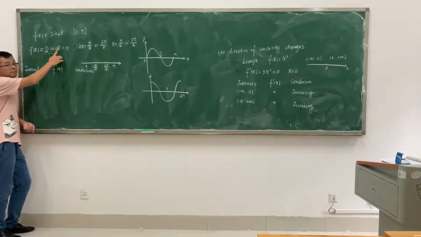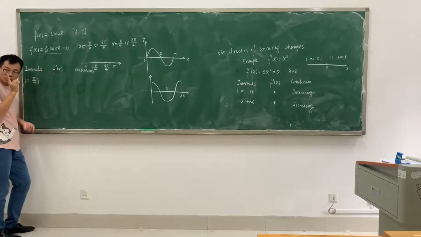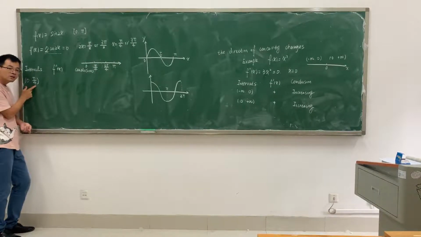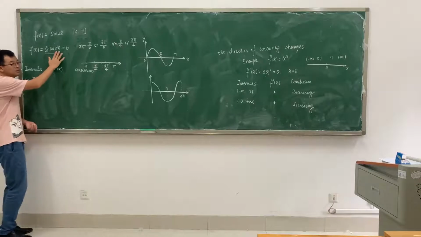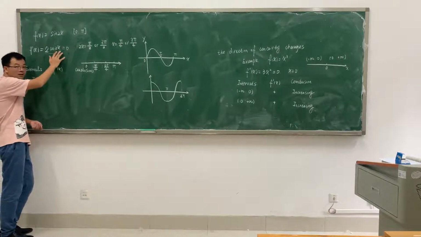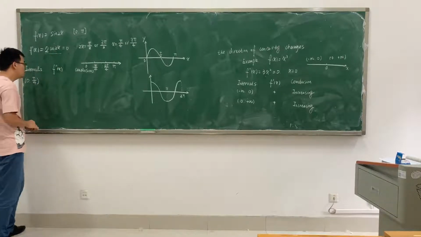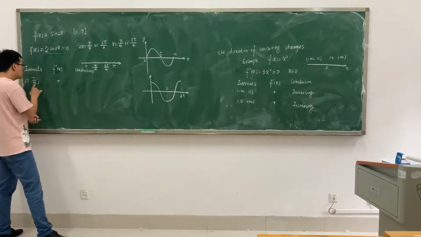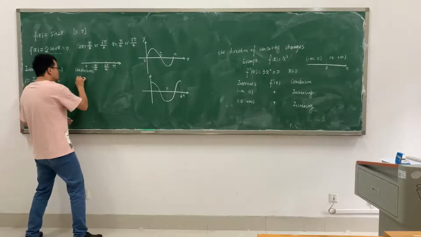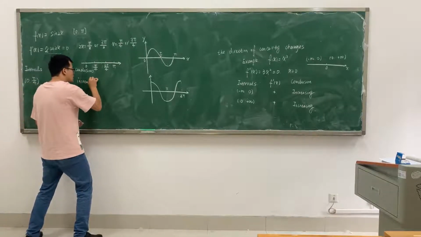We choose a special value in this interval, pi by 8, and substitute it here. 2 times pi by 8 is pi by 4. Cosine pi by 4 is positive. So in this interval it is increasing.